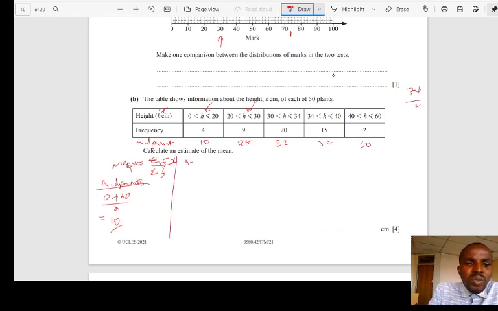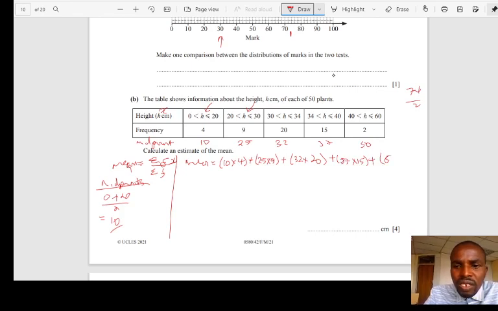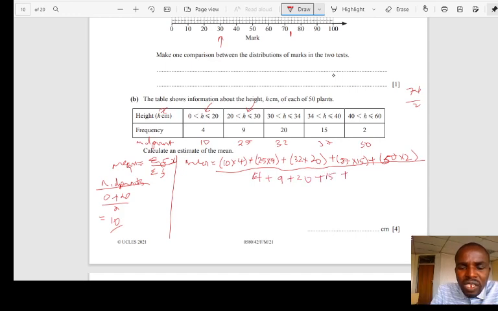So your mean now, you say mean is equal to the midpoint, which first is 10, times its frequency, which is 4, plus next one is 25 times 9, plus next one is 32 times 20, plus next one is 37 times 15, plus last one is 50 by 2, over total frequency. Total frequency is 4 plus 9 plus 20 plus 15 plus 2. This one is actually 50 total. For the sake of marks, these are 4 marks, you just have to write it like that.